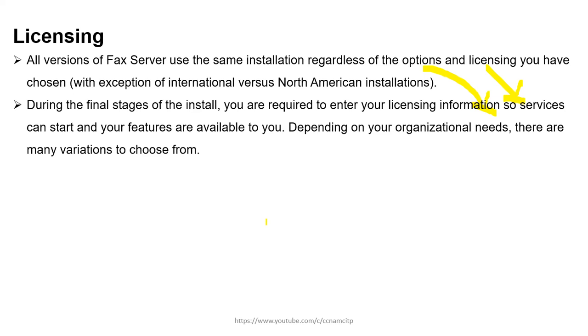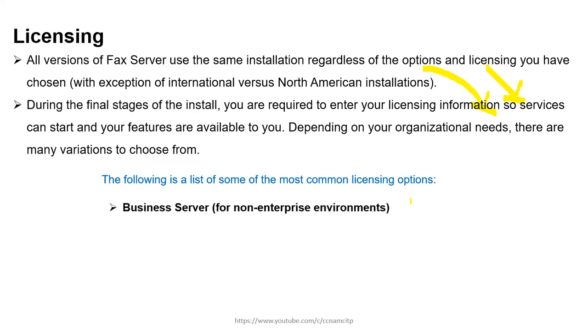Okay guys, now let's talk about the next one. The following is a list of some of the most common licensing options we have. What are the licensing options? So you can go for business server, that is for a non-enterprise environment. Okay, the very first one. And the second one we have is enterprise server. And the third one, let's see, is enterprise suite.